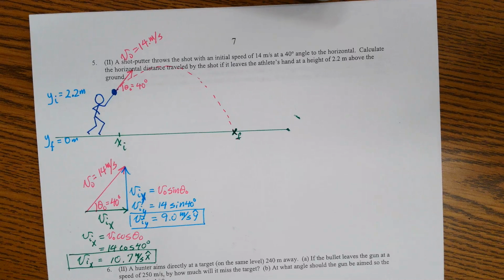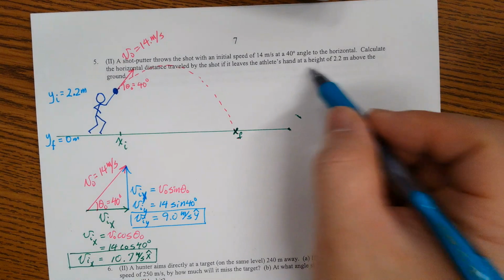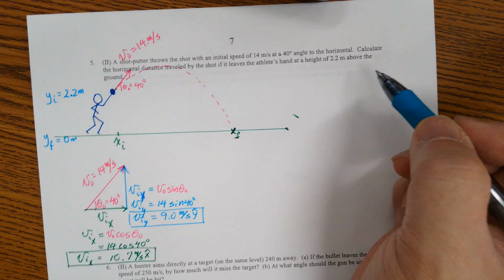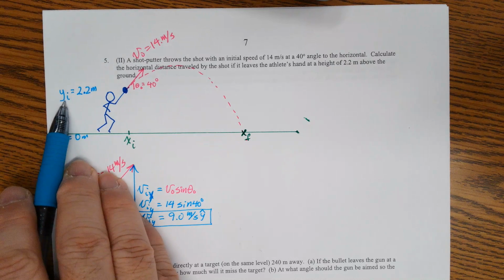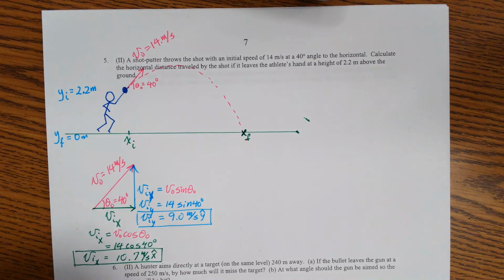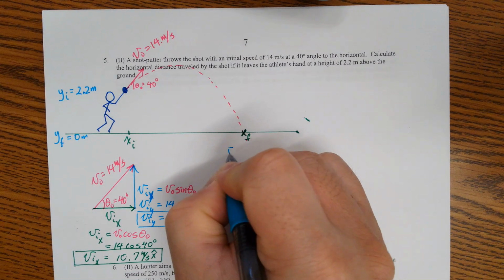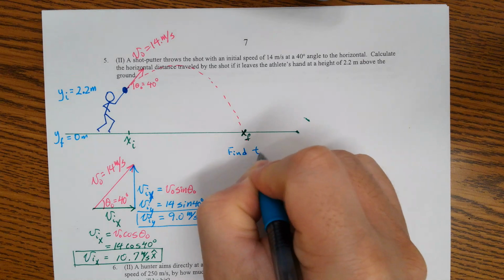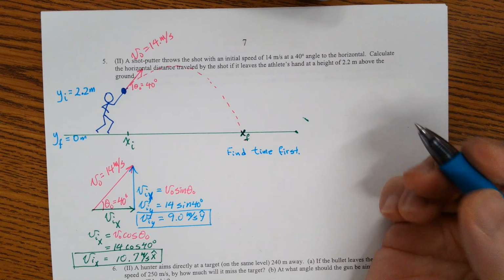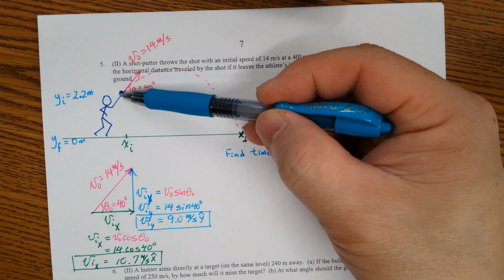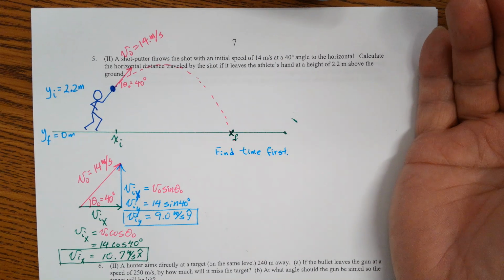Then it asks, calculate the horizontal distance traveled by the shot if it leaves the athlete's hand at the height of 2.2 meters above the ground. So your y initial is 2.2 above the ground. Your y final is 0. It'd be nice to find time first. It's always a good idea to find time first. And since this delta y is not 0, it's not a good idea to use the range equation. We really should not use that.